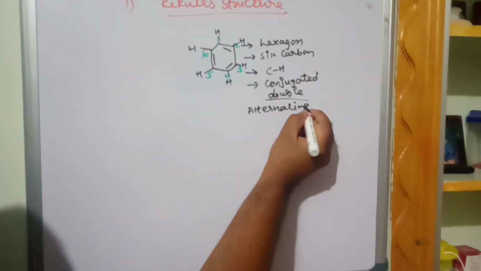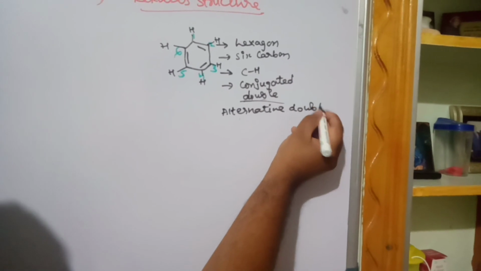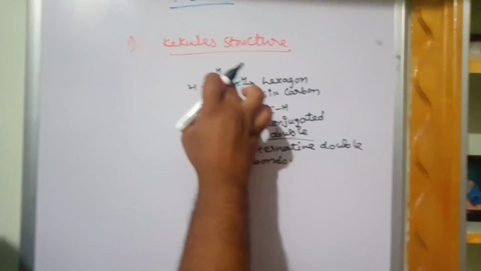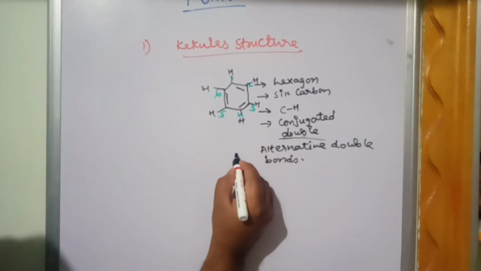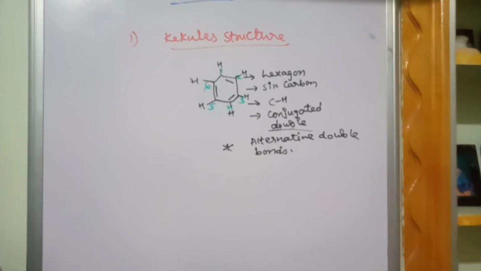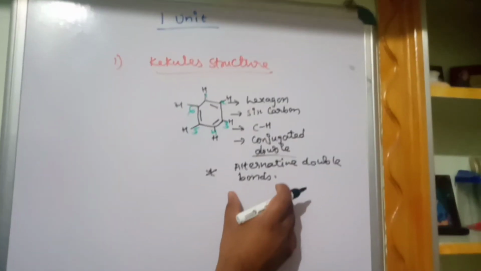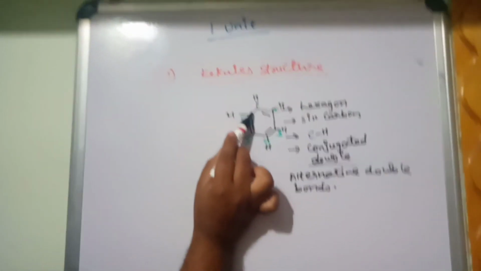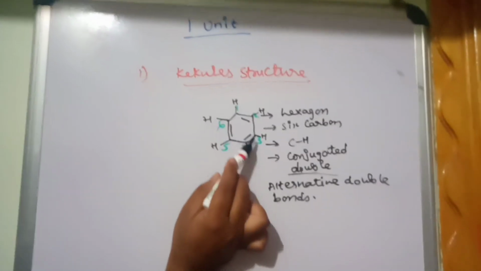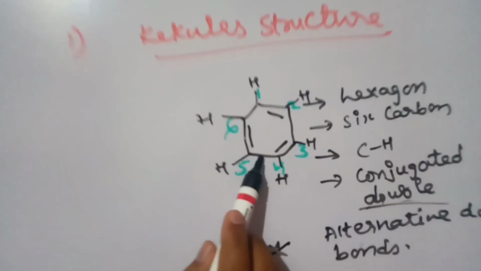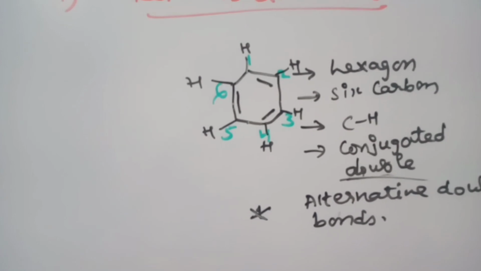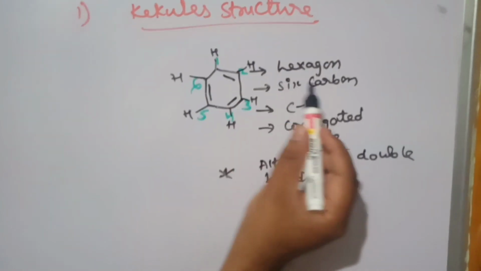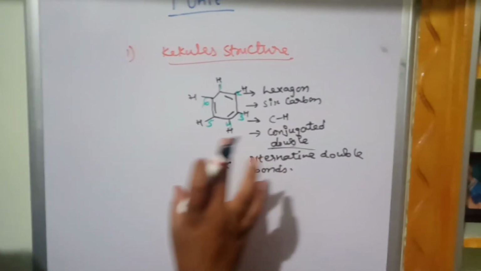Alternate double bonds. The bonds are alternate. They are not consecutive. Consecutive means continuous, but these are alternate. You can see in the structure I have shown you: single bond is there, here double bond is there, single bond, double bond, single bond, double bond. On every carbon there are single bond and double bond structures. All these aspects are only theoretical.